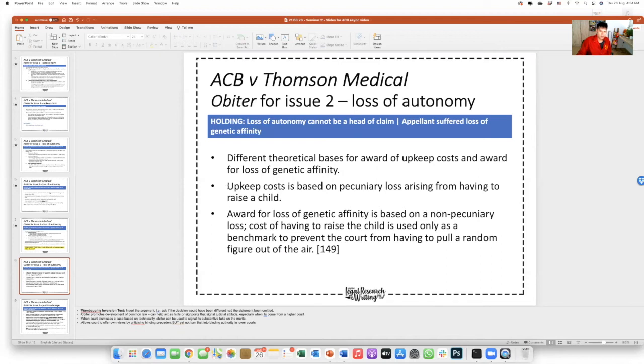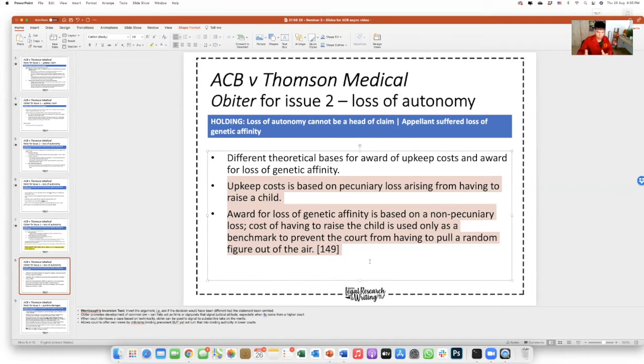Point 2 and point 3 here, they are actually talking about the differences between upkeep costs and compensation for loss of genetic affinity, right? What the court is essentially saying is that if I award you upkeep costs, I'm awarding you compensation for monetary loss. You lose money for having to raise a child. Whereas if I award you compensation for loss of genetic affinity, I'm not awarding you for a monetary loss, okay? I'm awarding you for, like the name suggests, a loss of that genetic affinity. Splitting hairs, the practical result is the same, right? That the appellant will be awarded compensation, but the basis on which the court awards this compensation is different, okay?